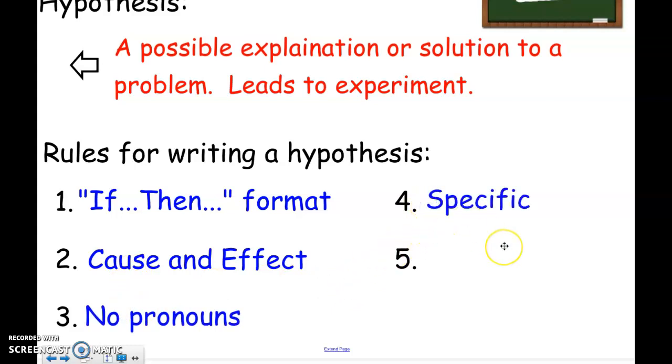Rule four, be specific. So don't say, well, I think this is going to happen, or maybe this is going to happen. You want to be definitive, be specific. And you also want to be confident. So you want to say it's going to happen, and you want to be as specific as possible. Okay?